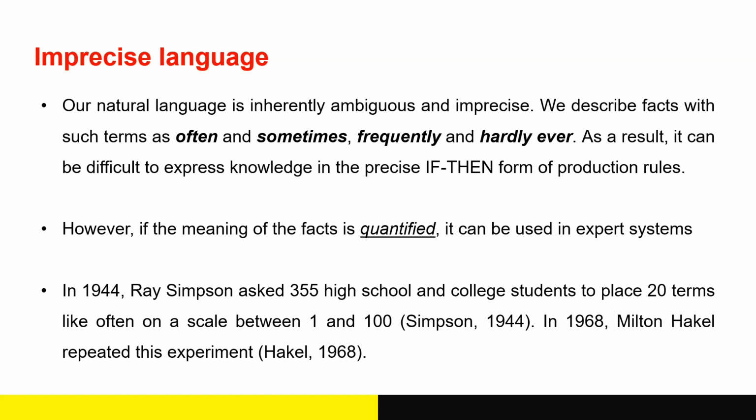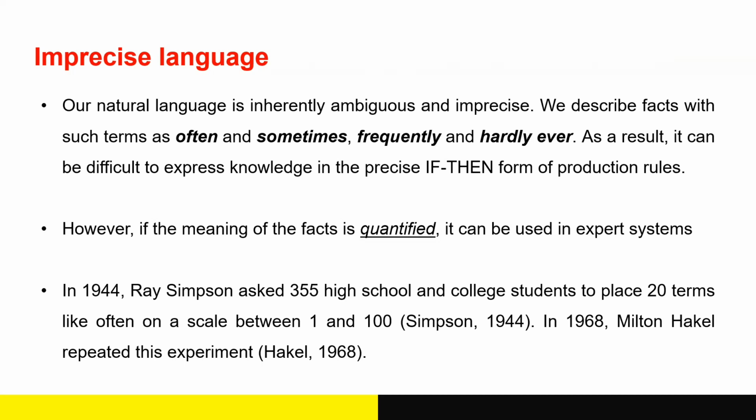Imprecise language. Our natural language is inherently ambiguous and imprecise. We describe facts with such terms as often and sometimes, frequently and hardly ever. As a result, it can be difficult to express knowledge in the precise if-then form of production rules. So the words that we use in natural language can have multiple meanings or can be interpreted in different ways. For example, the word often has a different meaning for me, and it also has a different meaning for you. So, this ambiguity can make it difficult to express knowledge in the precise if-then form of production rules.